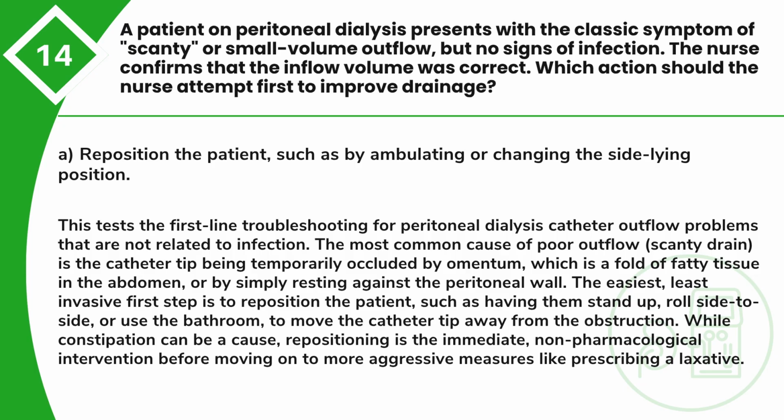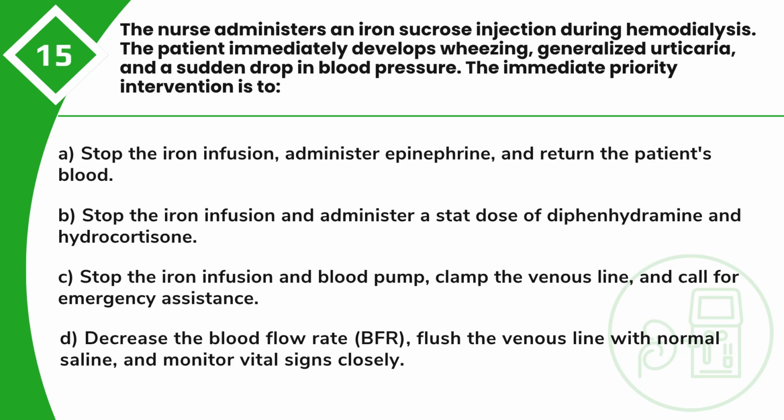This tests the first-line troubleshooting for peritoneal dialysis catheter outflow problems that are not related to infection. The most common cause of poor outflow, scanty drain, is the catheter tip being temporarily occluded by omentum, which is a fold of fatty tissue in the abdomen, or by simply resting against the peritoneal wall. The easiest, least invasive first step is to reposition the patient, such as having them stand up, roll side to side, or use the bathroom to move the catheter tip away from the obstruction. While constipation can be a cause, repositioning is the immediate, non-pharmacological intervention before moving on to more aggressive measures like prescribing a laxative. Question 15.